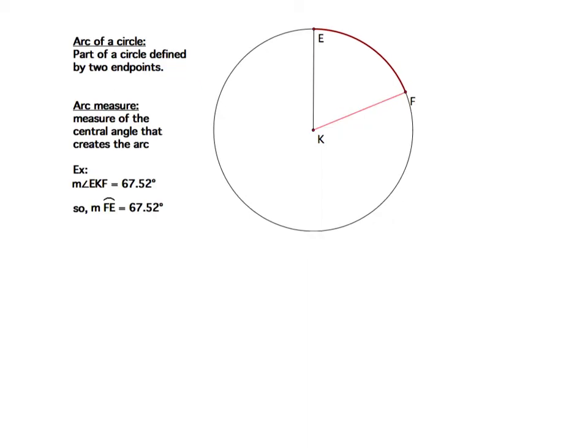An arc of a circle is just part of a circle. And it says here, part of a circle defined by two endpoints. Meaning, when we talk about part of a circle, we have to know where to start and where to stop on the circle. An important thing for us to remember is that when we talk about a circle, the circle is actually just this curvy line around the outside. That's what the circle is.